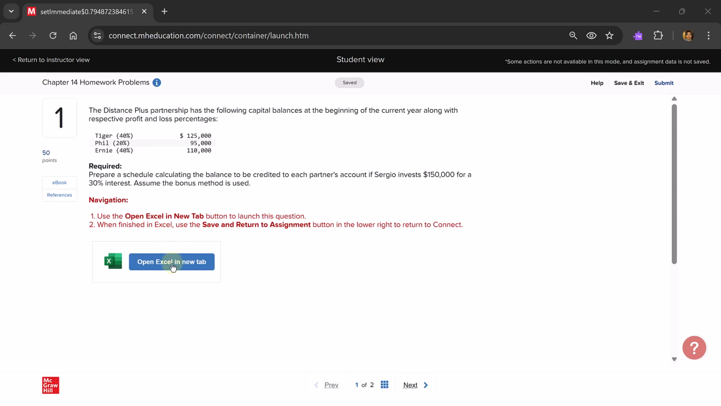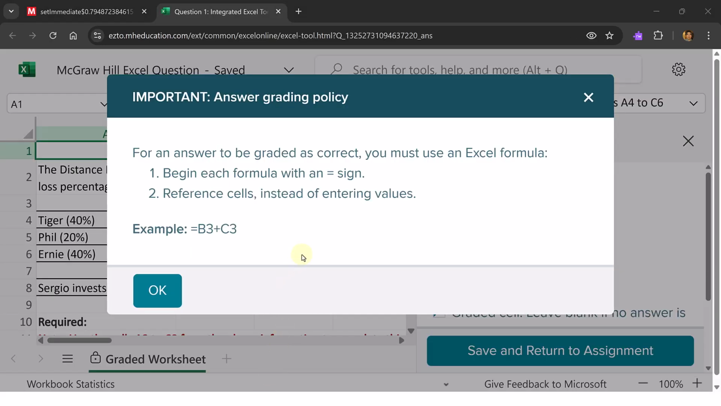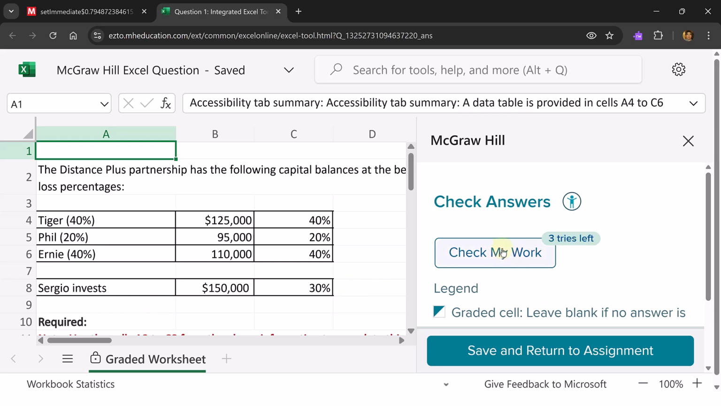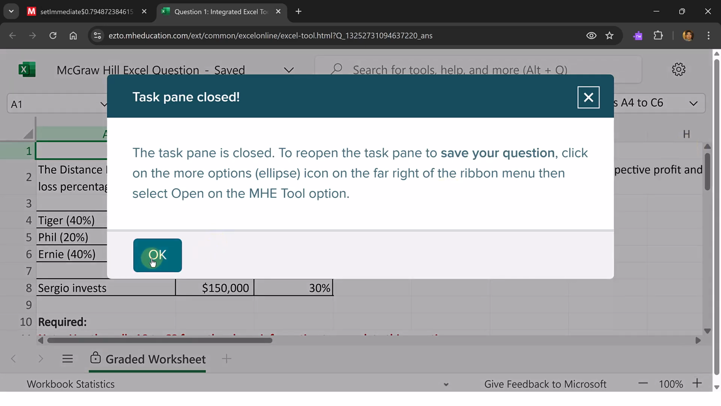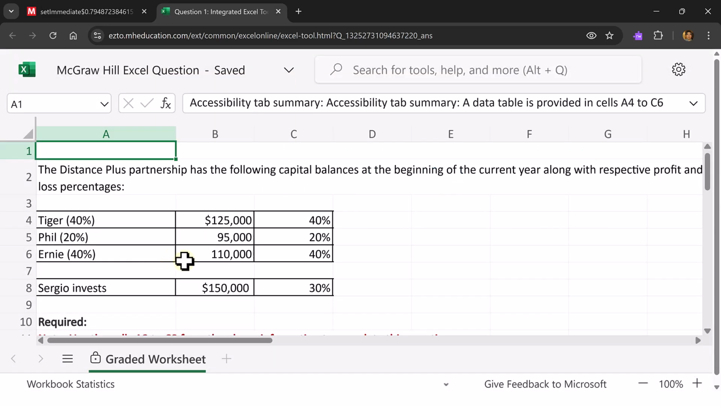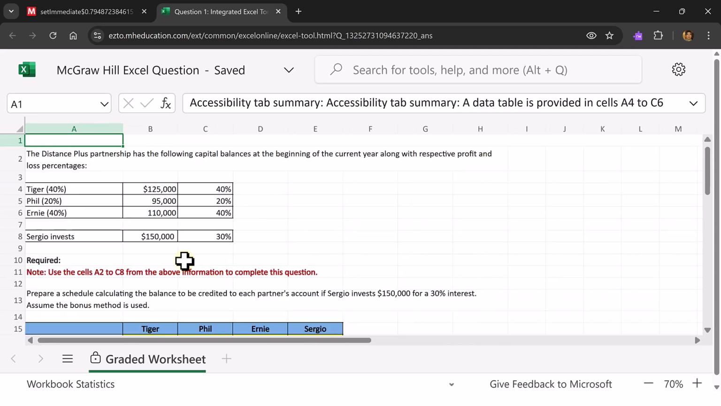So let's get into the spreadsheet. We know we have to enter things in our spreadsheet as formulas. And we have 3 check my work attempts for each submission. And there's 3 submissions for the whole homework assignment. And you can submit by going back to the assignment screen here. So let's close this window. And let's zoom out to see more of this spreadsheet.